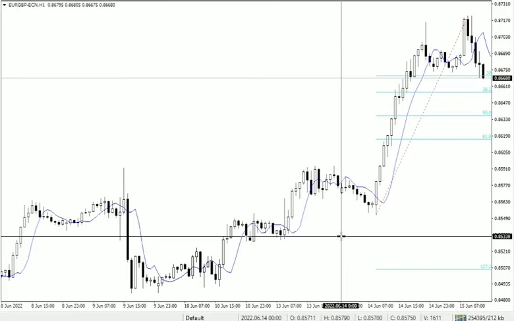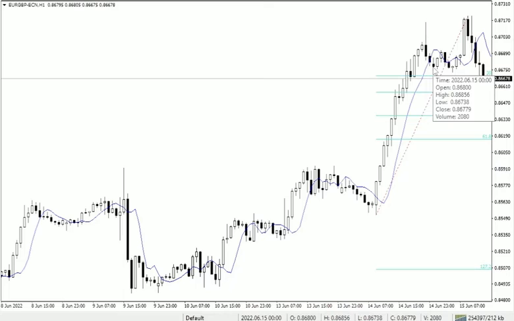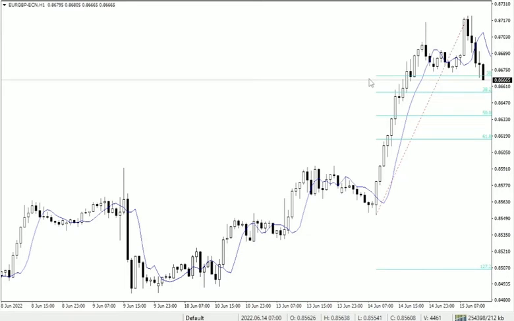Hi fellow traders, I'm making this video to share my Euro GBP trading plan with you. I have taken my position already below this candle. So when market penetrated below the low of this candle, I took my sell positions.